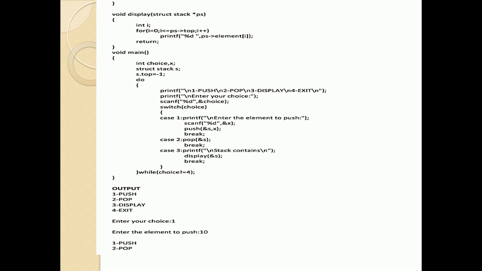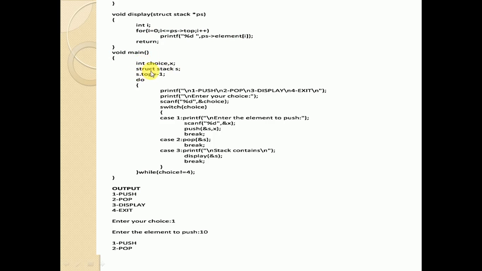Okay. The next function is the display function. Here one integer variable is taken, that is r. A for loop is taken to print n numbers, so initially r is equal to 0, r is less than or equal to ps of top, r plus plus. Then print the elements one by one from 0 to the last size of the stack, and then return.